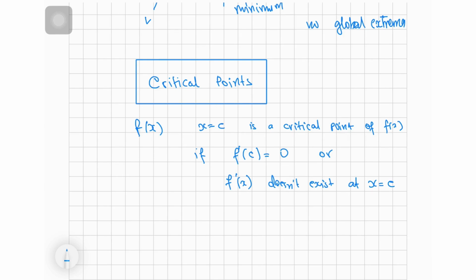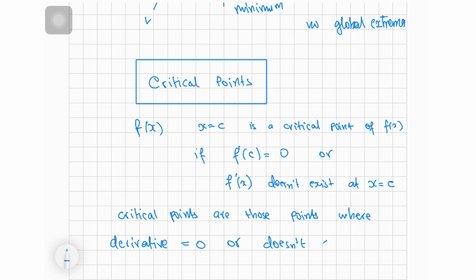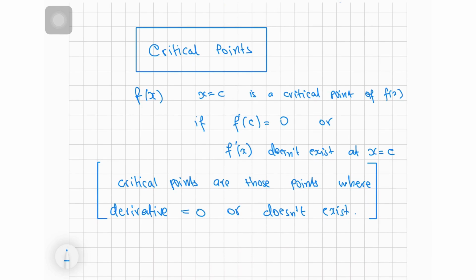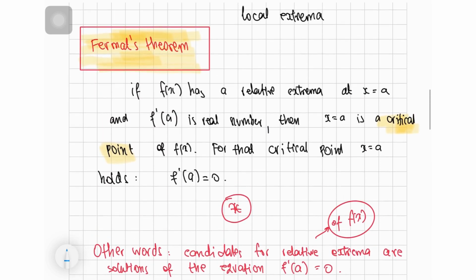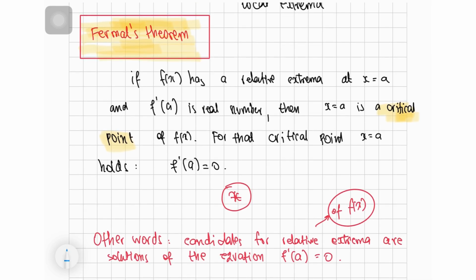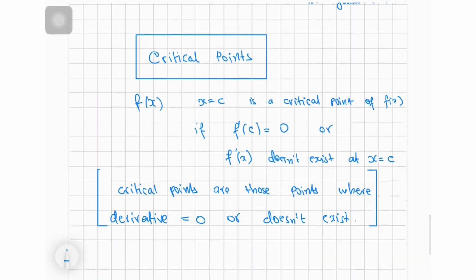So in other words, critical points are those points where the derivative is equal to 0 or doesn't exist. So those are the critical points. And why are critical points important? Again, because of the Fermat's theorem, and we will come back to use of the Fermat's theorem later on. So have a look what critical points are.